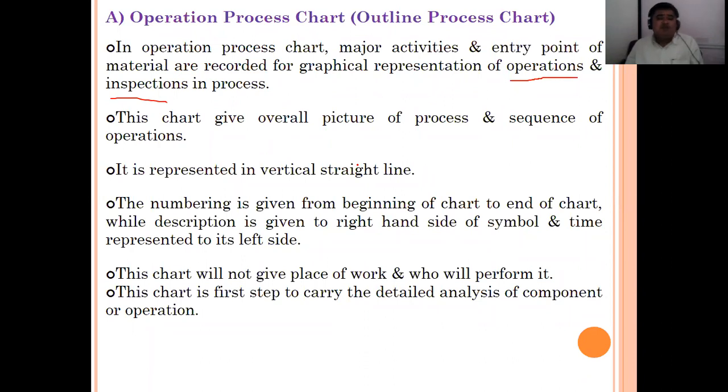Let's take the example of a bolt. I will draw here on the lower side what this bolt is. In this bolt, which operations are you going to do first? Can anybody tell me? Which operations are you going to do first?